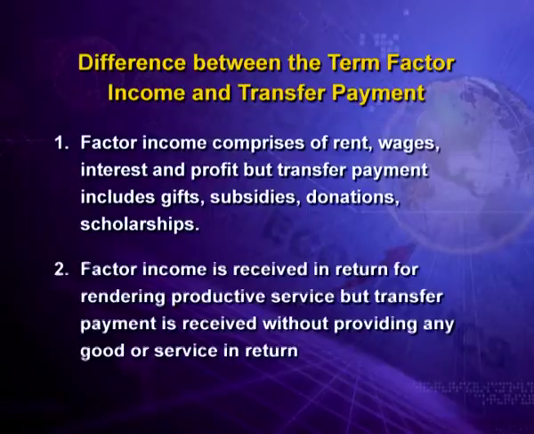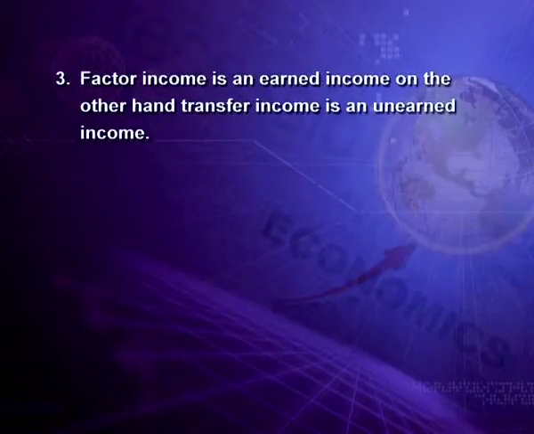Second difference, whereas factor income is received in return for rendering productive services, transfer payment is received without providing any good or service in return. Third difference, factor income is an earned income. On the other hand, transfer income is an unearned income.